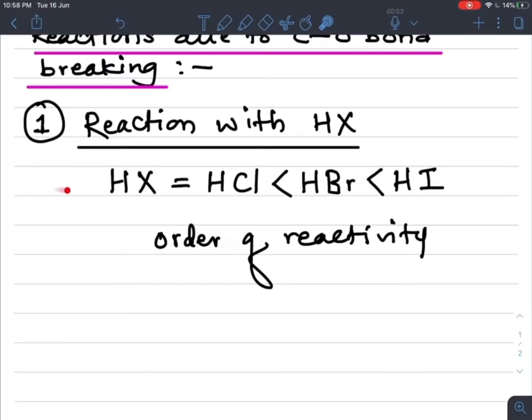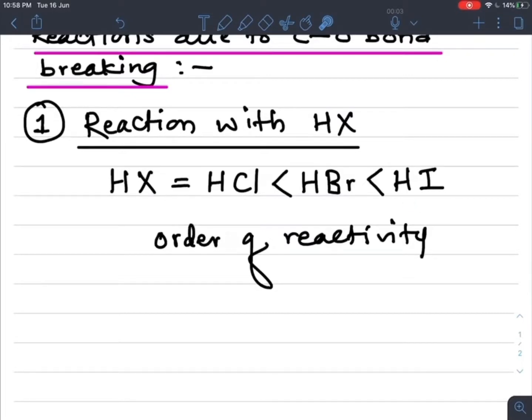This is the most important point, and it is very important for CET, NEET and JEE also. Many times a question is asked on this point. So the order of reactivity of HX is that HCl is less reactive than HBr, which is less reactive than HI.